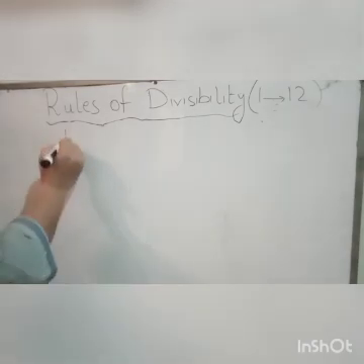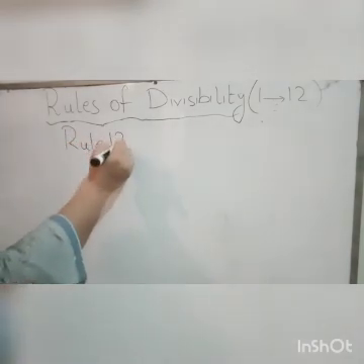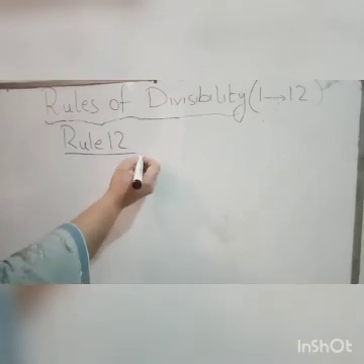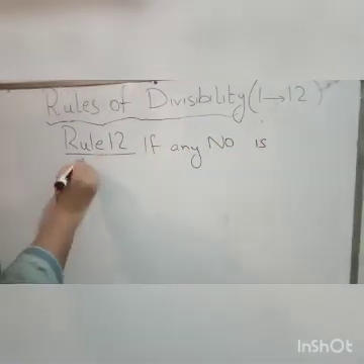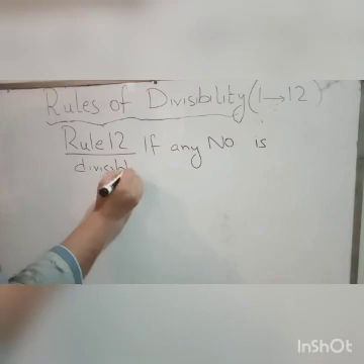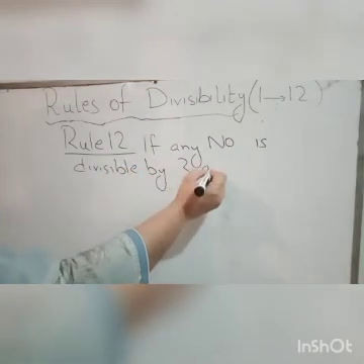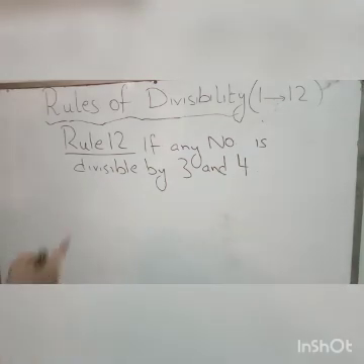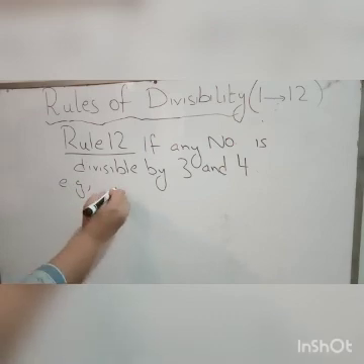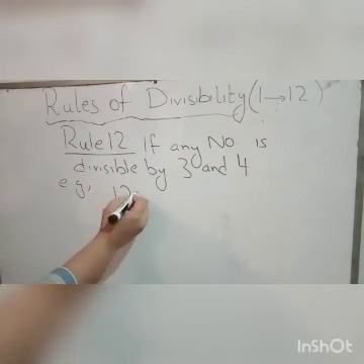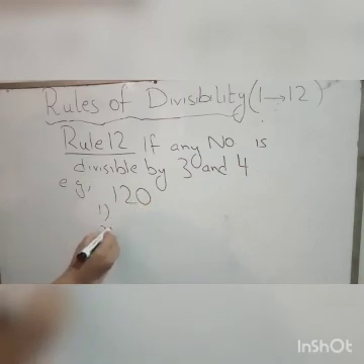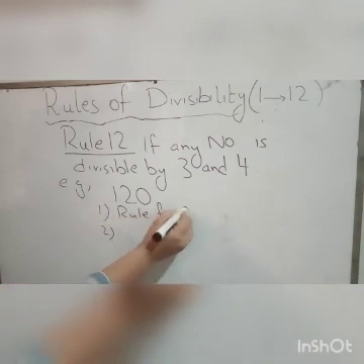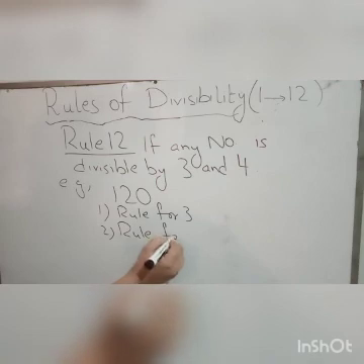The last rule is the rule for 12. The rule for 12 says that if any number is divisible by 3 and 4, then that number is divisible by 12 as well. So let's do one example. I am writing the number 120. Here you need to apply the rule for 3 and then the rule for 4.